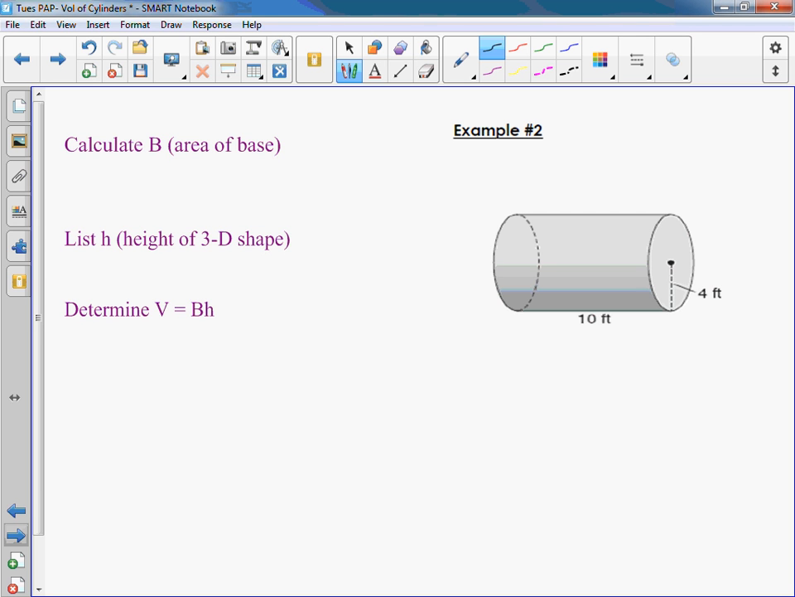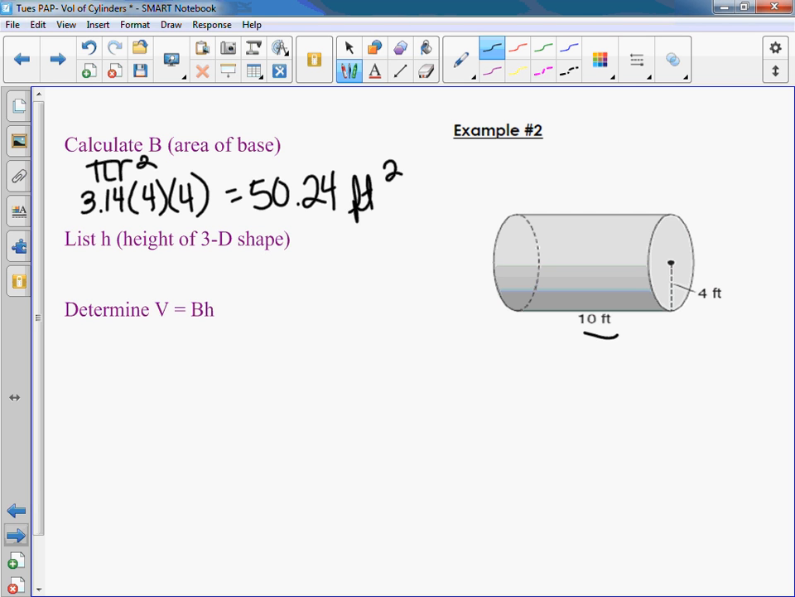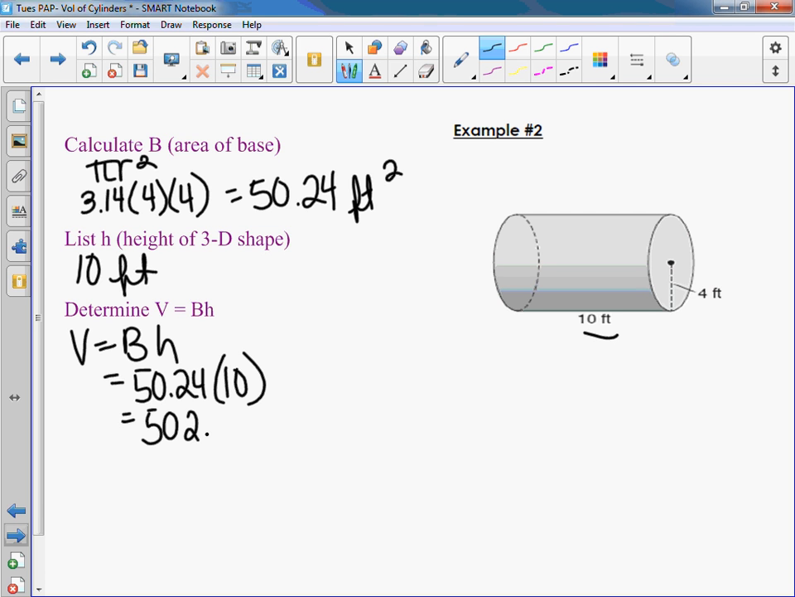So big B, that's the area of the base, pi r squared. Again, 3.14 times our radius, which in this example is 4. So 4 times 4 is 16, times 3.14 is 50.24. And that is feet squared. The height is 10. So volume equals big B times H. Big B was 50.24. The H was 10. So that's going to give me 502.4. And again, this is feet cubed.